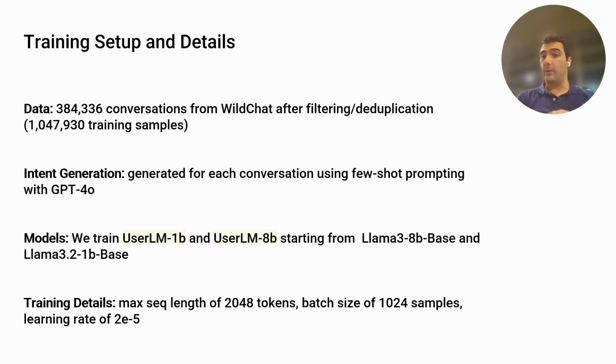So we created a large-scale version of this data set. We took WildChat, which has about 1 million conversations in it, and we filtered it down aggressively, deduplicated, and focused on English at first. And we got out of that around 300 to 400,000 conversations. We generated the intents with GPT-4o, and we trained 2 different models here to produce these next-turn utterances, one at the 1B scale and one at the 8B scale. And some additional details here.